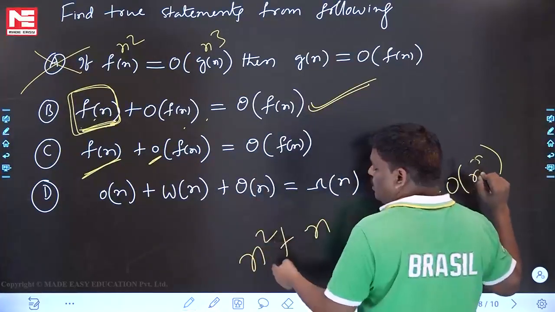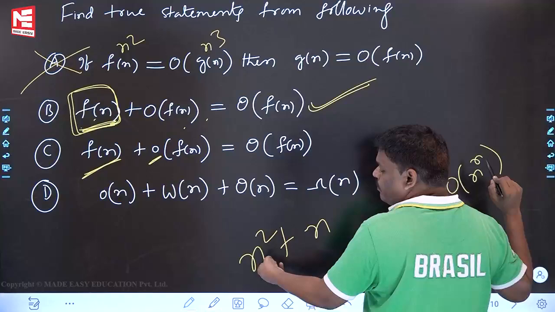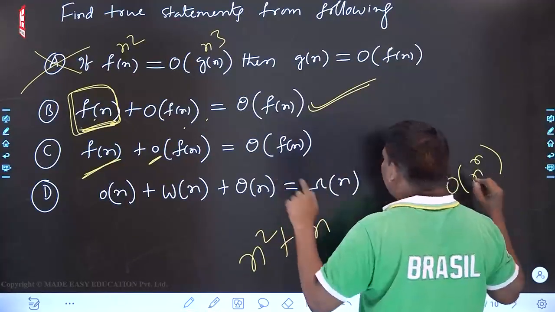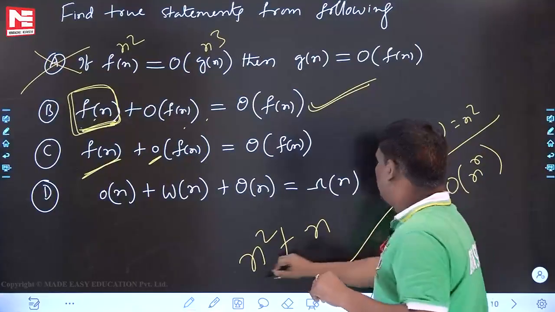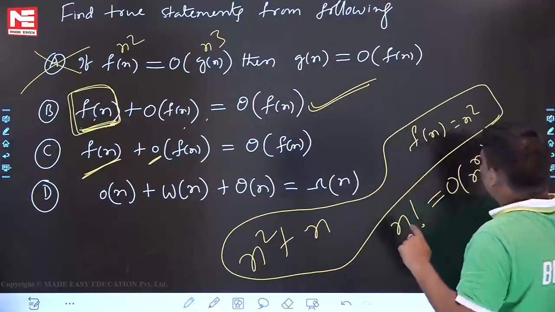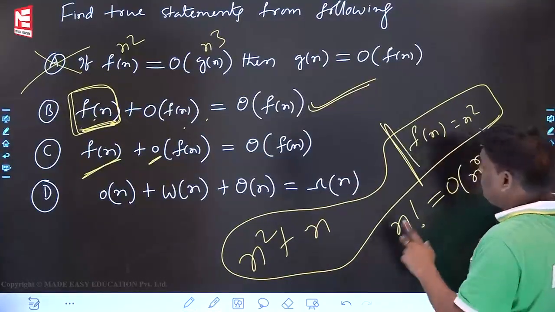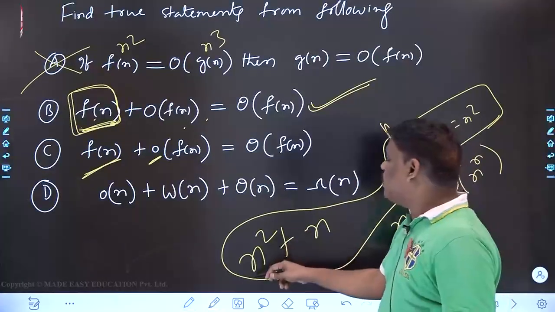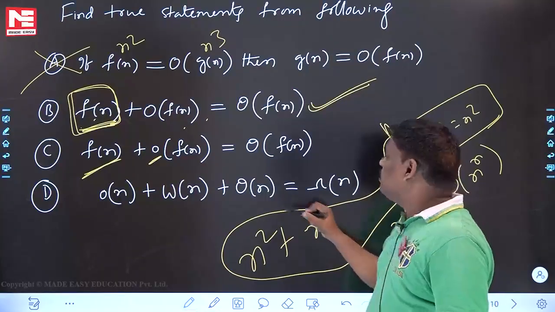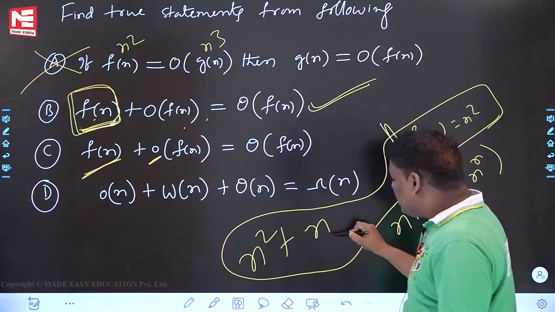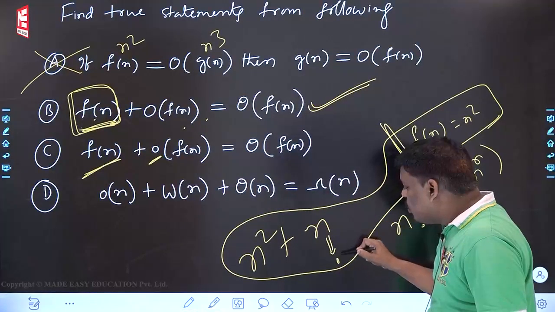Assume that. I am repeating once again. Assume that Fn is n square. See this story. If Fn is n square, see what he has written? Here actually n is there, but he has written small o of n square. This n can be written as small o of n square.